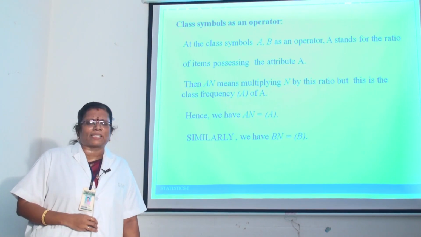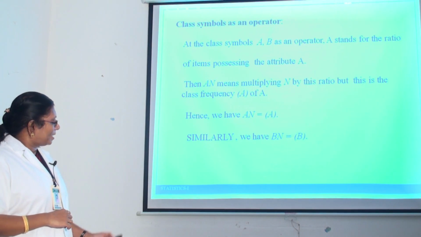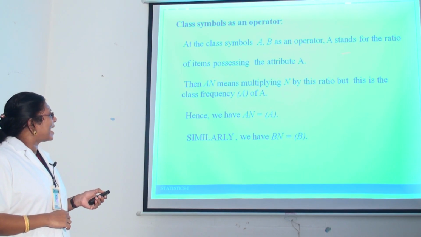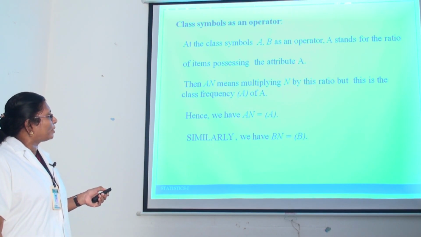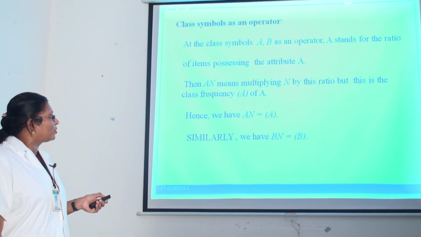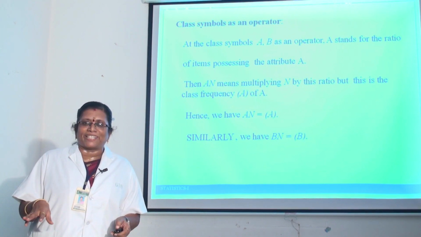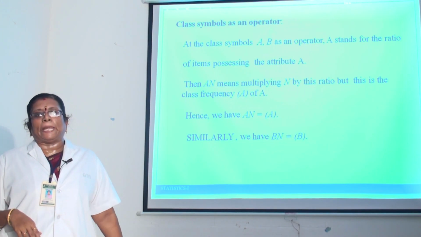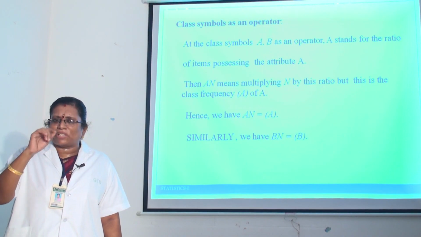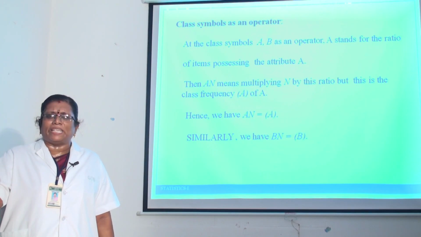So how are we denoting these class symbols as an operator? The class symbol A, B as an operator. A stands for the ratio of the items possessing the attribute A, and nA means multiplying n by this ratio. But this is the class frequency, that is (A), which we should say as class frequency A. Here comes the clarity: suppose you are writing this class frequency (A), how can I bring it to the attributes? Simply multiply with this n.